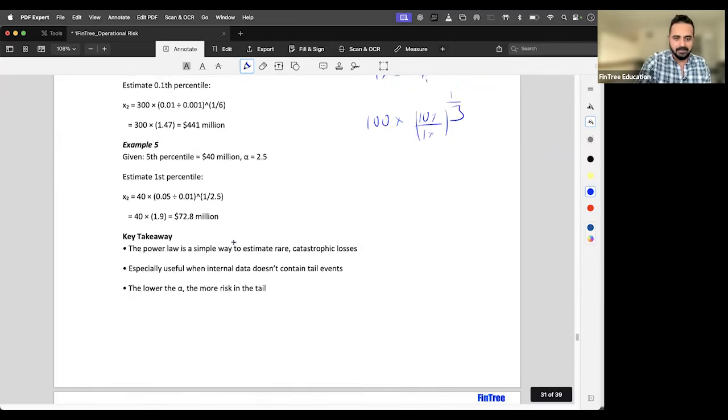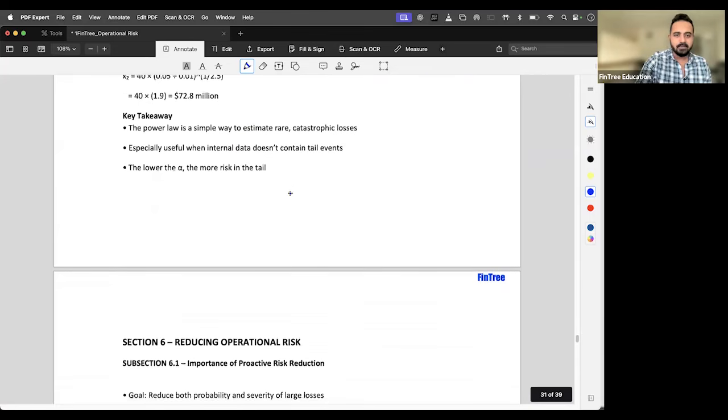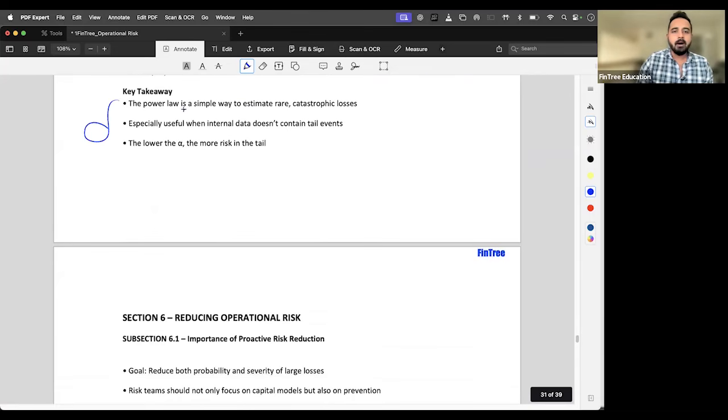So practice a few questions. I think you should be okay with it. Summary: power law is a simple way to estimate rare catastrophic losses. Useful when internal data doesn't contain all the tail events.